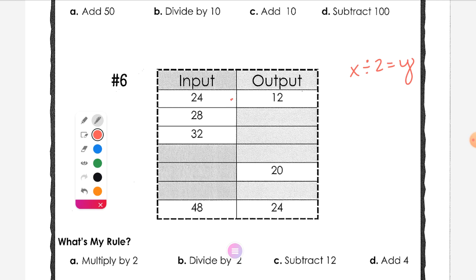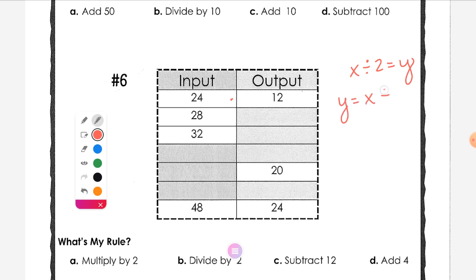How else can I write X divided by 2 equals Y? Briley? I'm wanting the rule. We know what it is. I just want to know a different way I could write it. Kinley? Y times 2. Nope. Anytime we're writing the rule, it has to be equals Y. Naomi? Y equals X times 2. Oh, X divided by 2. So we could write it like that.